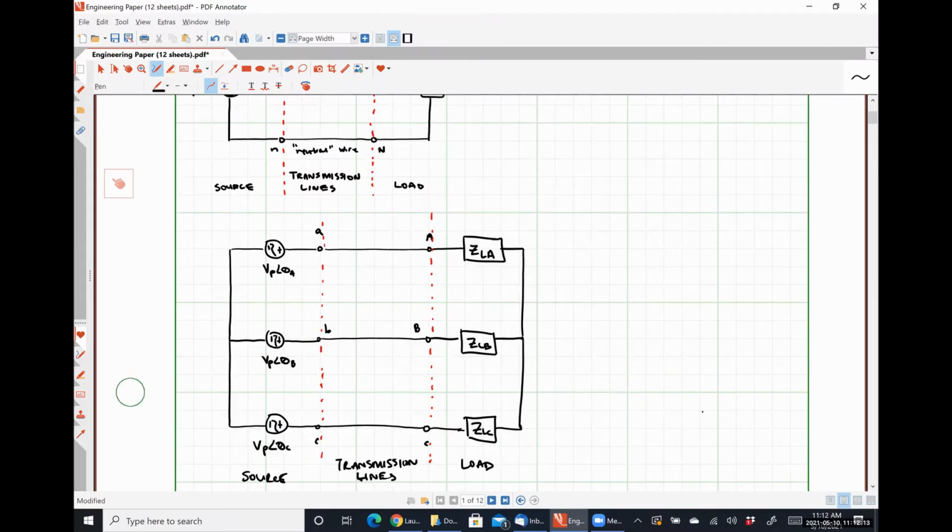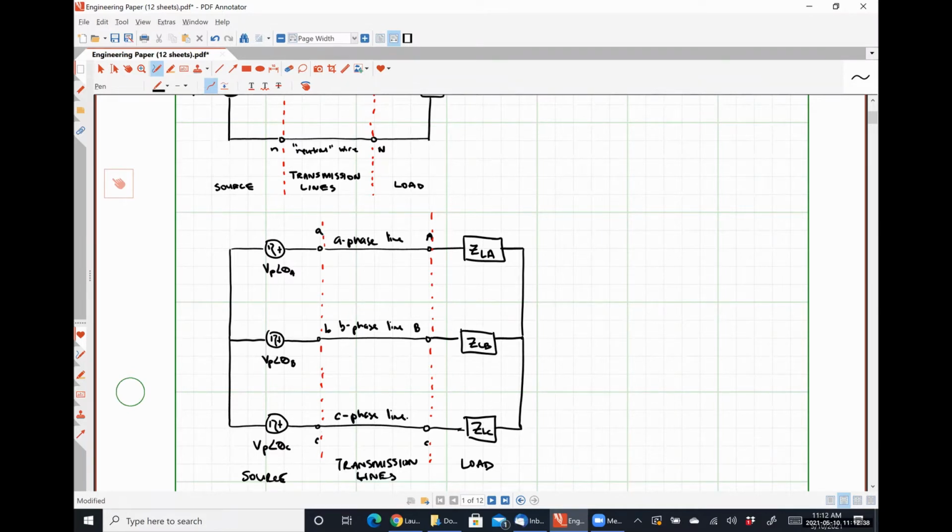Instead of having a hot wire and a neutral wire, this system actually has 3 hot wires. So we would call one the A phase line. This guy down here would be the B phase line. And this guy down here would be the C phase line, okay? This system does not have a neutral.